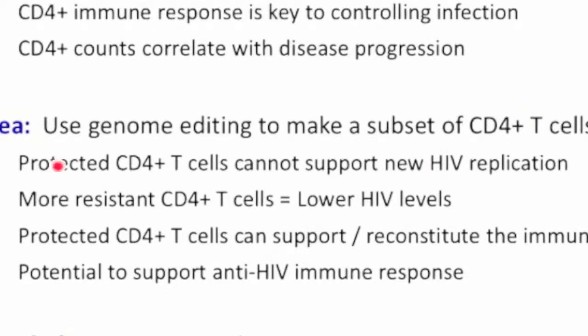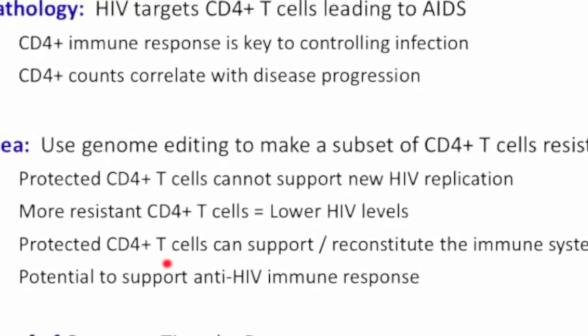And the concept is that the protected CD4 cells, so those that actually no longer have the CCR5 co-receptor, and therefore HIV can't enter those cells, obviously can't support new HIV replication. So the number of targets that HIV has to infect and produce more of itself is reduced. The more resistant CD4 T cells that we have, therefore, the lower the HIV levels would be. So obviously if HIV lacks targets to infect, then it can't infect those cells and can't give rise to new HIV levels that can go infect new cells.